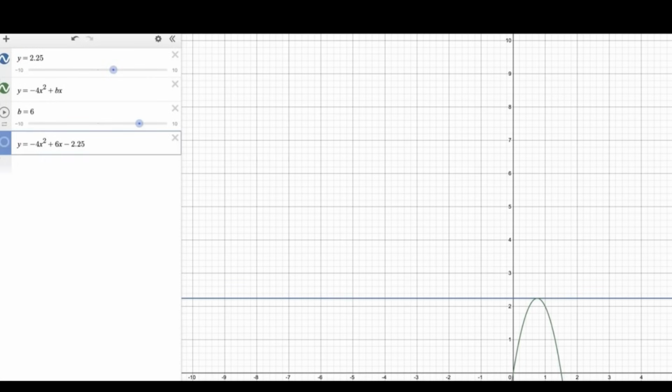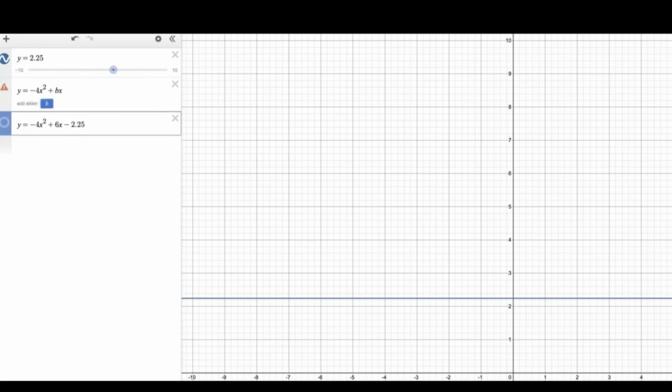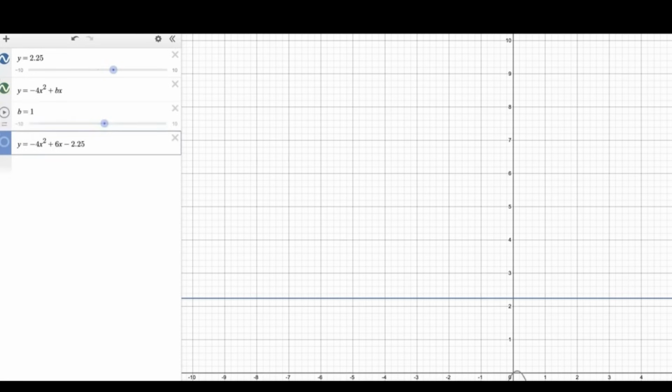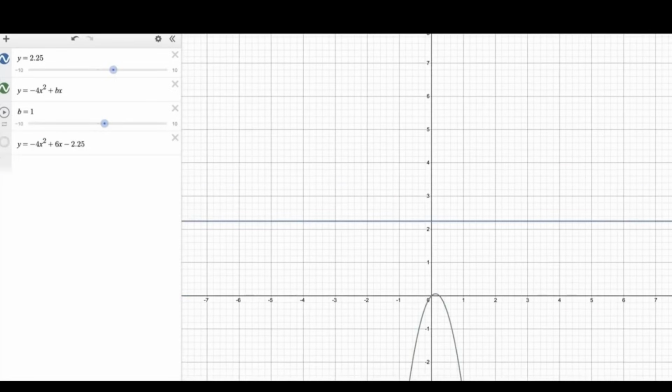So what you can actually do, here I'll remove this, you'll say, when you add plus bx, you'll say add slider. Now you want to click that add slider, and guess what? Now you can just move this and adjust the value without having to plot and guess and check a bunch of times. So here we have the blue is the y equals 2.25, and then our y equals negative 4x squared plus bx is going to be our quadratic. So we want to just move the slider until our parabola hits that line, right? So if we move this over, we can see that around b equals 6, it intersects, and the system intersects there at the vertex exactly.